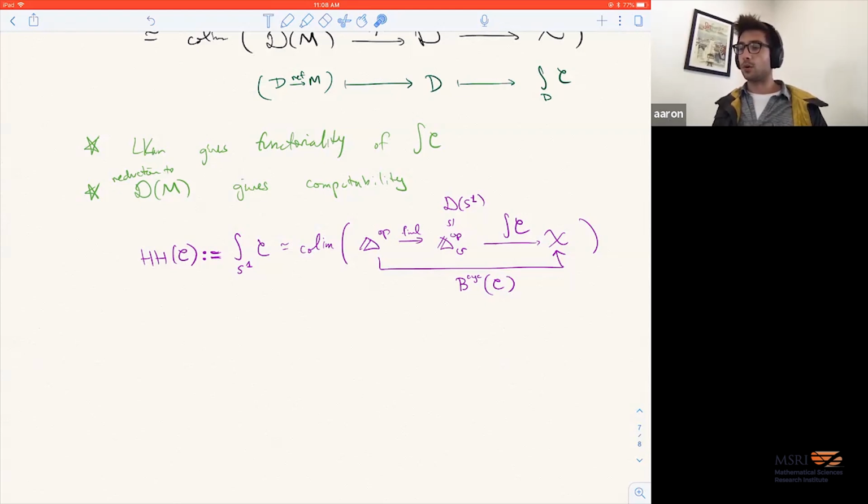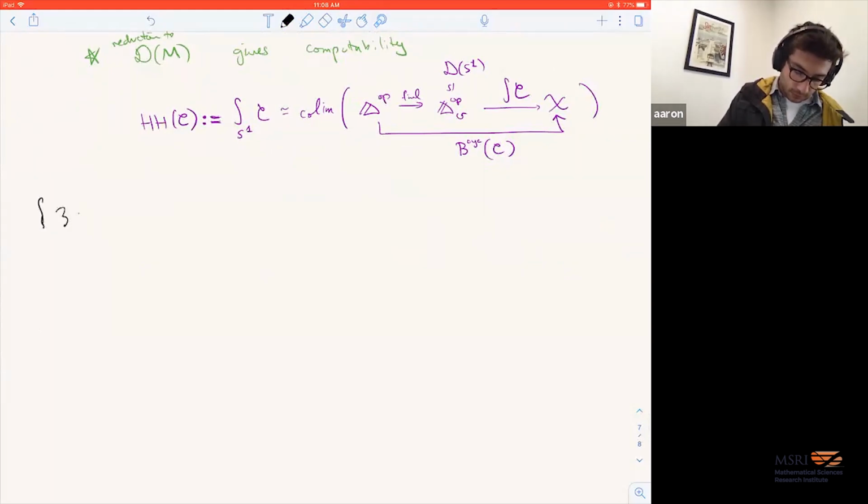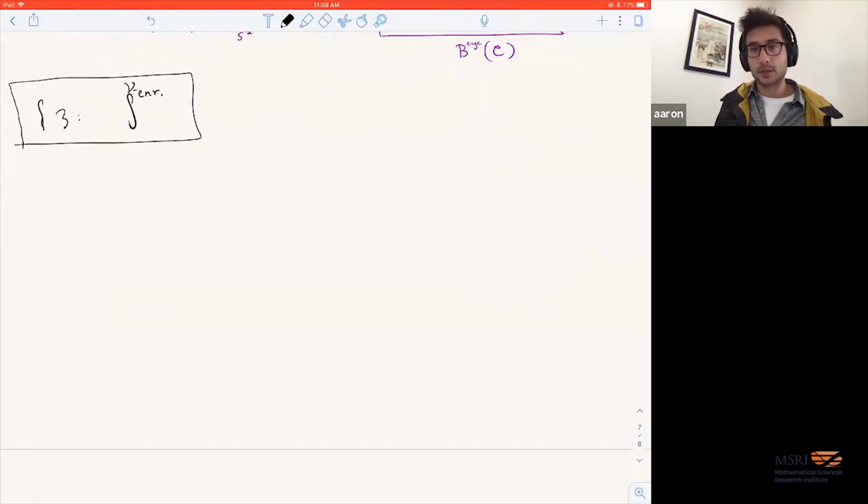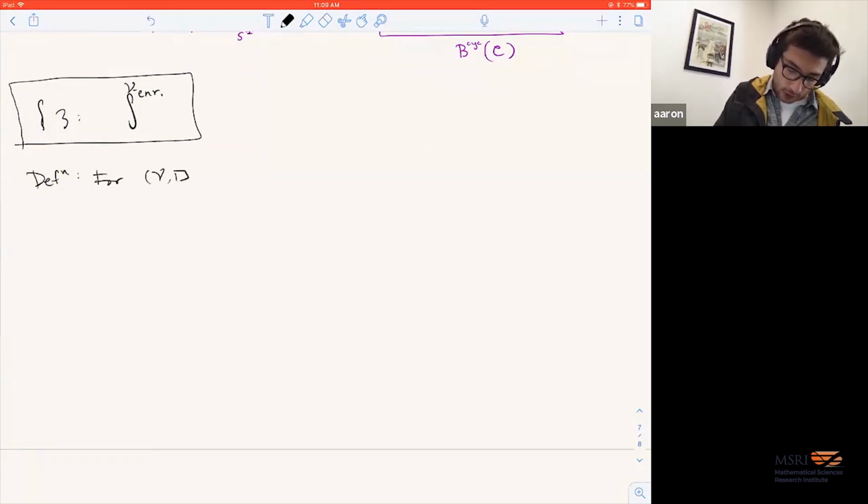Okay, so now I'll talk about factorization homology of enriched infinity-1 categories. So the first thing I need to tell you is what is an enriched infinity-1 category. So let me start out with a prior definition. For V, I'll just write ⊠ for an abstract monoidal structure.